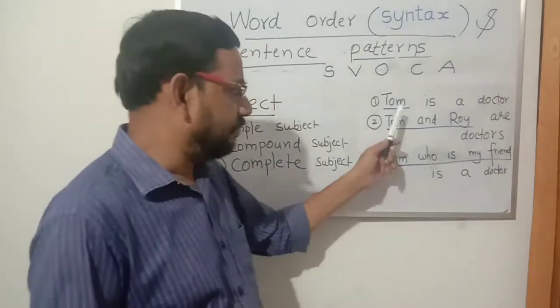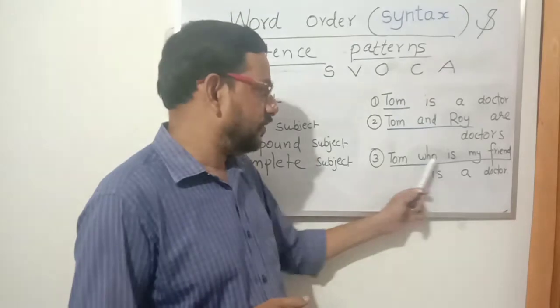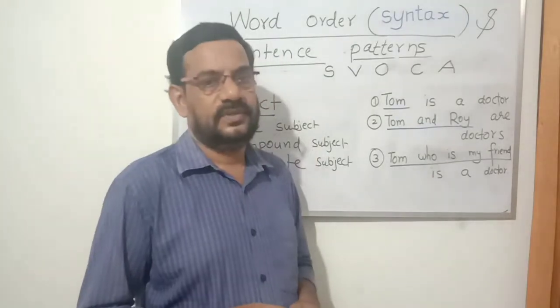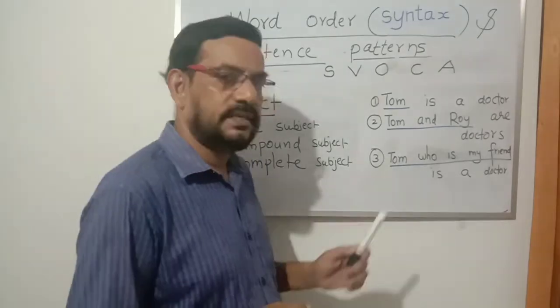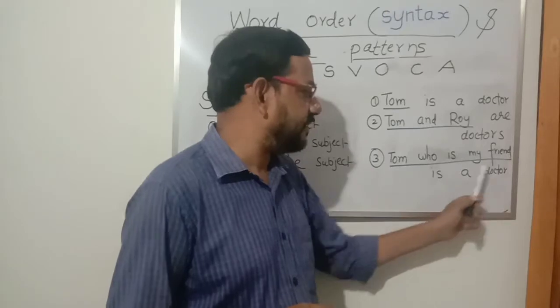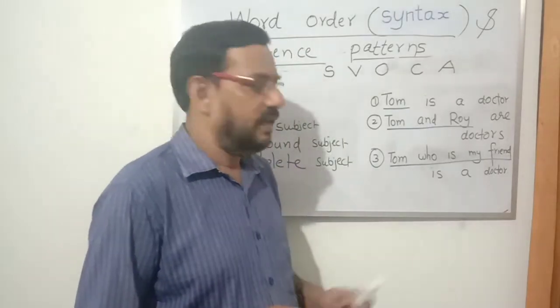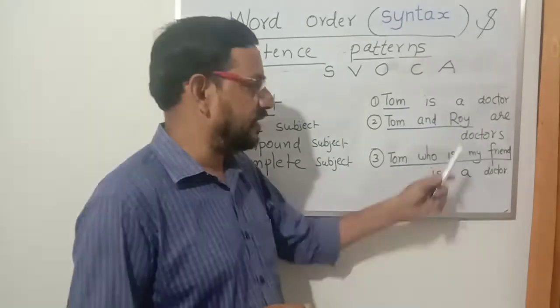Okay. Now we move on to the last sentence. Tom, who is my friend, is a doctor. What is the subject? Complete subject. Is it Tom only? No. Tom, who is my friend. Actually, Tom is a doctor. And this part, who is my friend, that's a clause. Who is my friend is a clause.